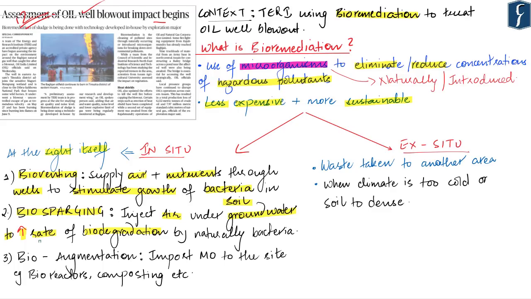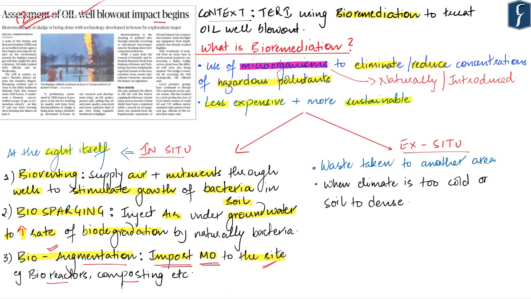And the third technique of in situ bioremediation is bioaugmentation. Now in bioaugmentation, microorganisms are imported to the contamination site in order to enhance the degradation process. Please remember that in bioaugmentation, we are importing the microorganisms. So the microorganisms which help to break down the contaminants are not naturally found in the soil. However, we externally or artificially introduce those microorganisms at the contamination site so that they can start to degrade the contaminants. Now, bioaugmentation can be done through bioreactors, composting, landfills, biopiles, etc.